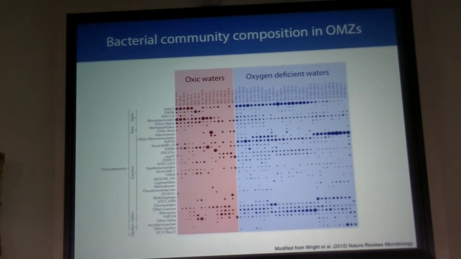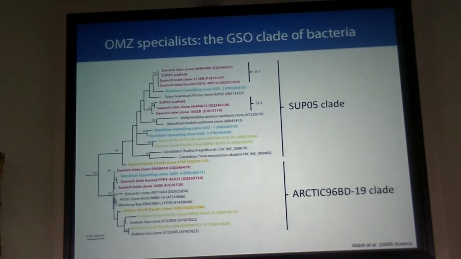lineages along here, you see that there's a striking change between oxic waters, so surface waters, and oxygen deficient waters. So there are these oxygen deficient bacterial specialists that thrive under these conditions. And one of these oxygen minimum specialists is this clade of bacteria called the GSO clade. And this is a phylogenetic tree.